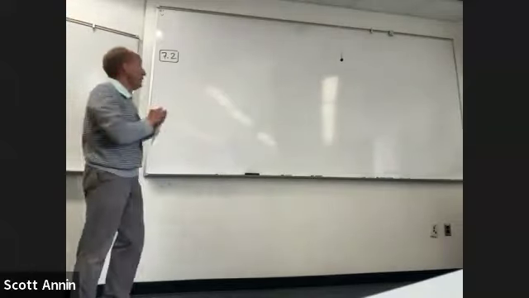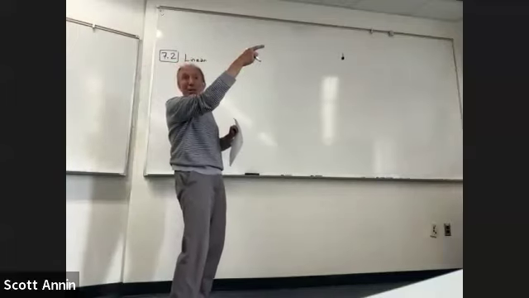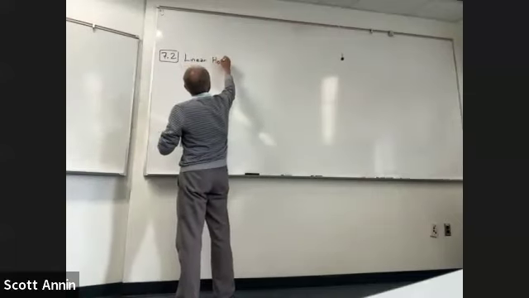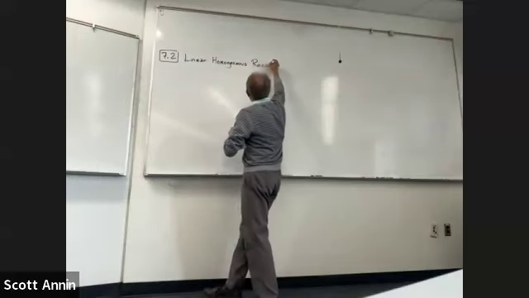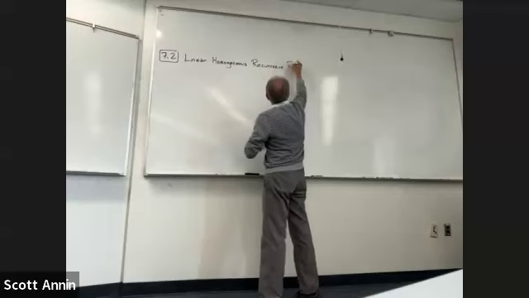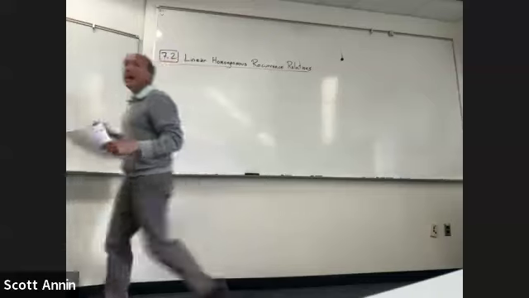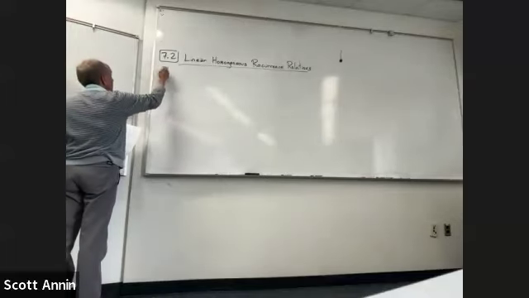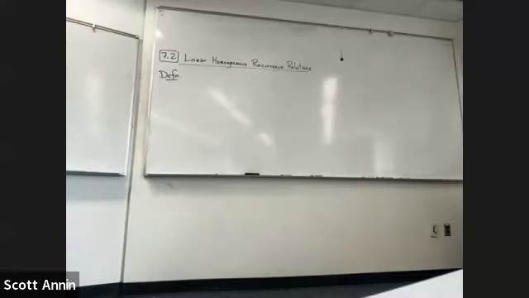So what I want to talk about is linear. Well, by the way, keep this handout handy because we're going to look at these examples in the context of this new section. Linear homogeneous recurrence relations. That's the title of this section, 7.2, linear homogeneous recurrence relations. Well, I need to give you a definition. That would be a nice place to start. What is a linear homogeneous recurrence relation?